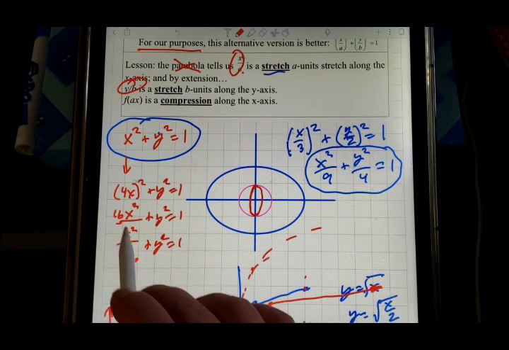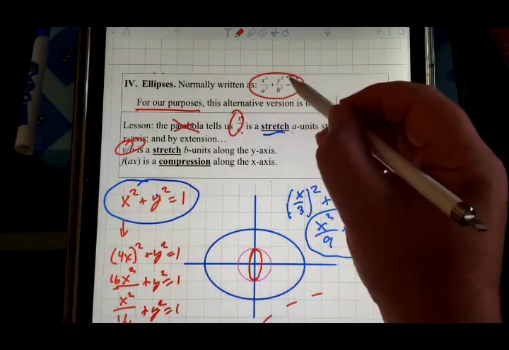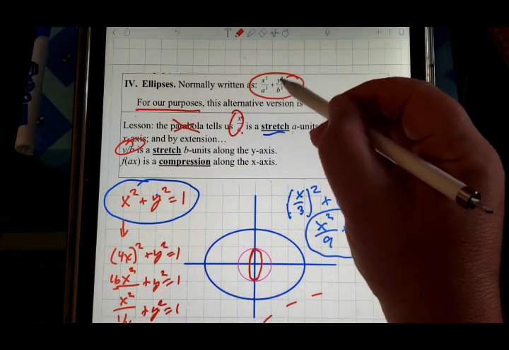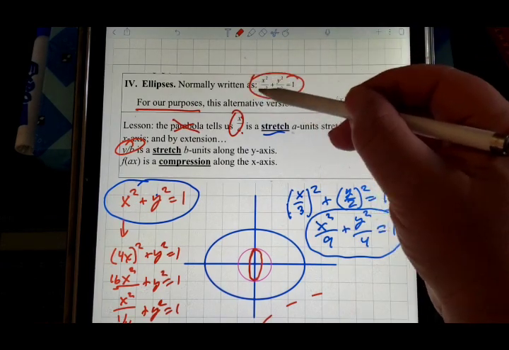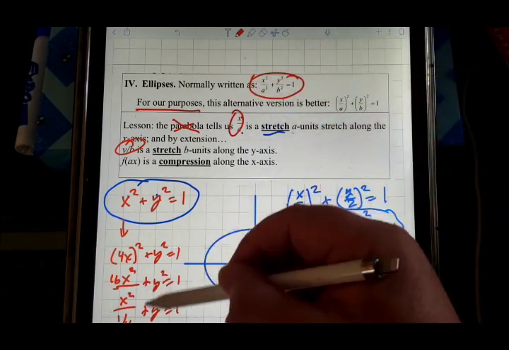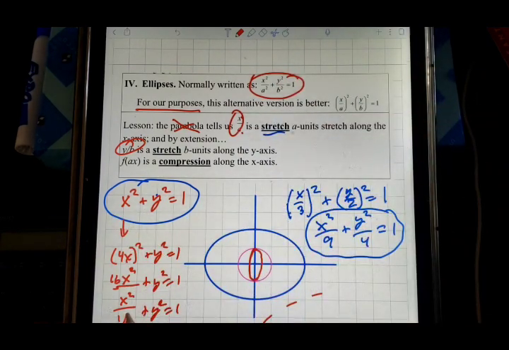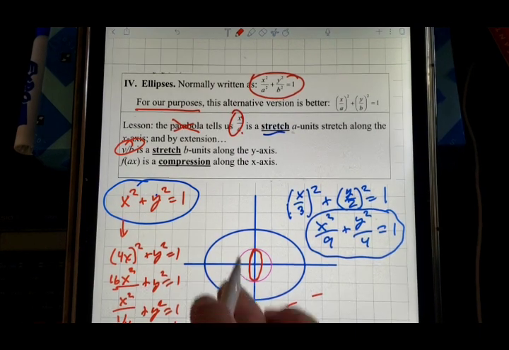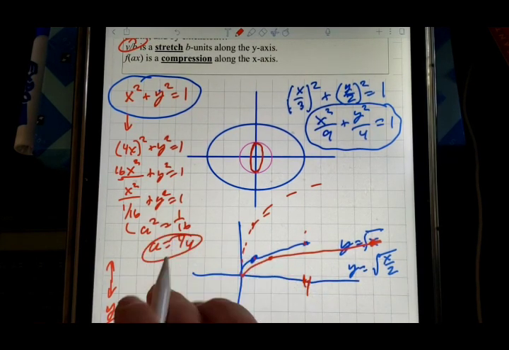Well, mathematically that's equivalent, but I'm doing it because a lot of times we overemphasize putting it in standard form. We need the 1, we need the y squared, we need x over something squared. So this identifies a squared as 1 over 16. So a is, I was off the page for a second, 1 over 4.